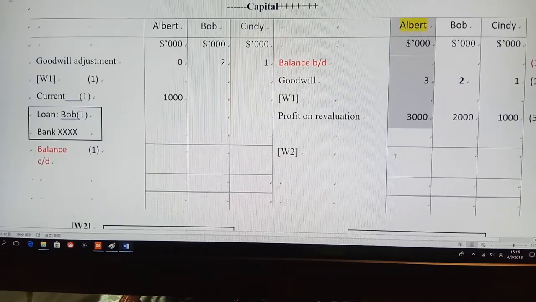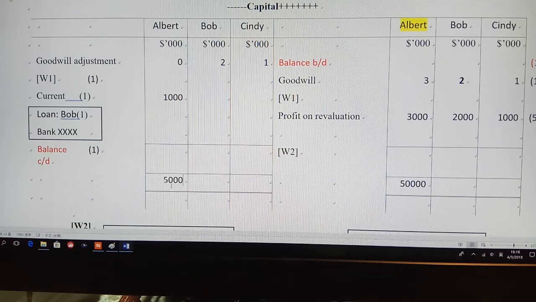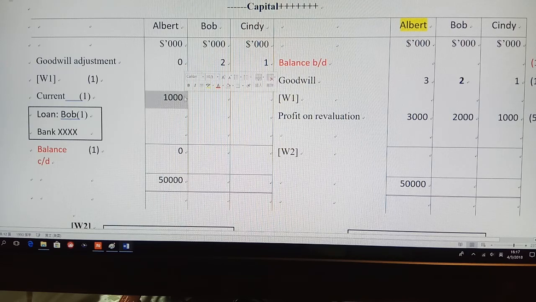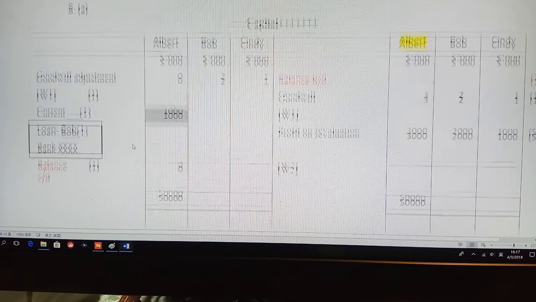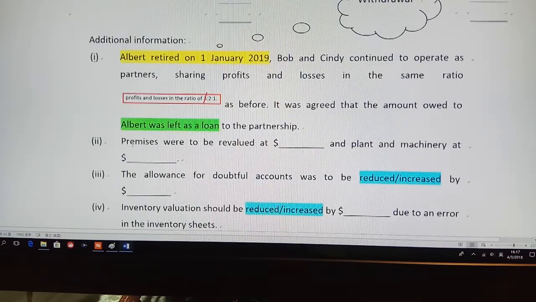Remember? Once we have summed up all the figures, say for example, Albert $50,000. Look at this. Albert does not have any balance carried on because Albert has left. But you should see a bracket here. You should see the allocation of the balance. $50,000. That means Albert can get back $49,000. So you should refer back to the other information, the allocation of the balance in their business.